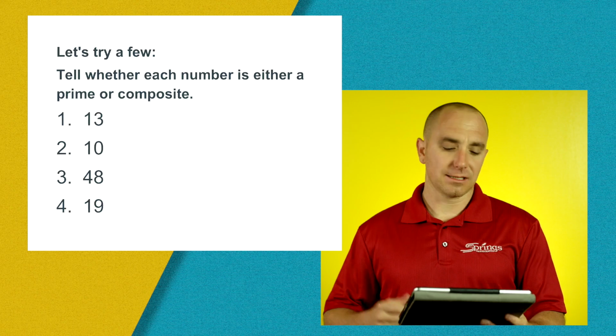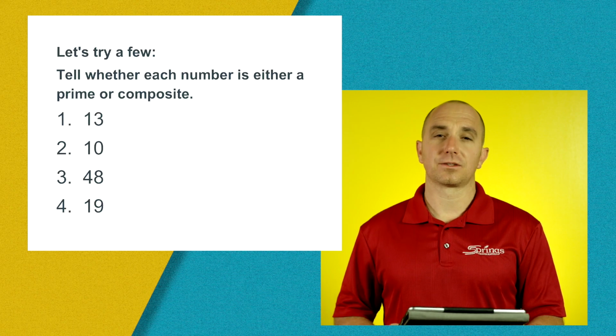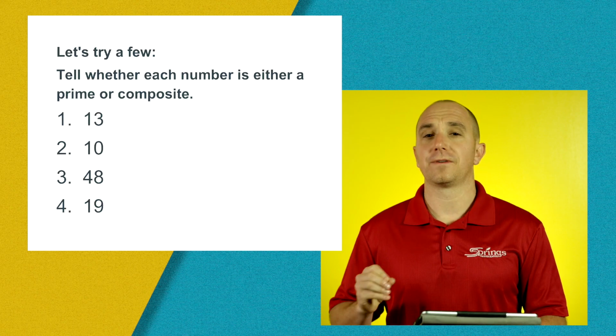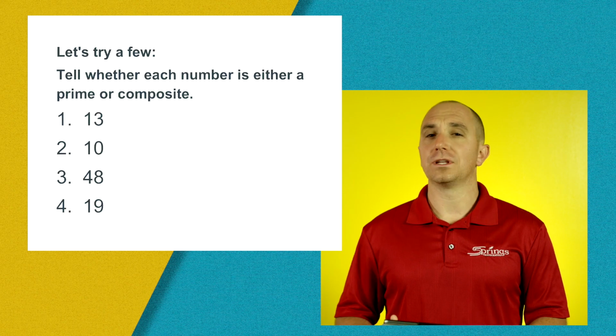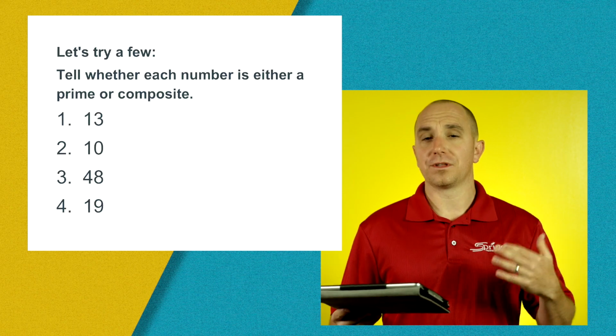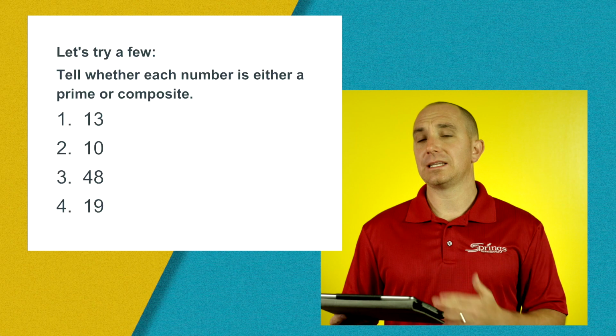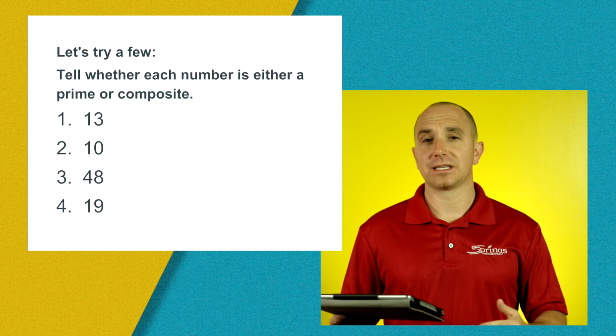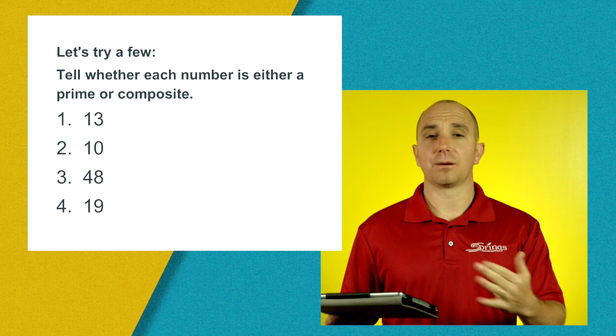All right, and lastly, let's look at number 4, the number 19. Think about 19 and whether there are more than 2 factors. Hopefully you realize that there are not more than 2 factors. Only 1 times 19 is going to give you 19, so the factors of 19 are 1 and 19, making it a prime number.